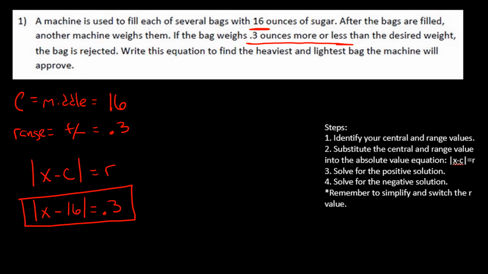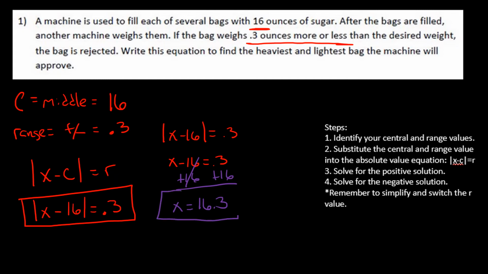Now I do want to take it a step further, and we do actually want to solve this. So we take our case, which is the absolute value of x minus 16 equals 0.3, and we can drop the absolute values. So we say x minus 16 equals 0.3. To solve this first case, we'd add 16 to both sides, and we get that x is equal to 16 plus 0.3, which would be 16.3.